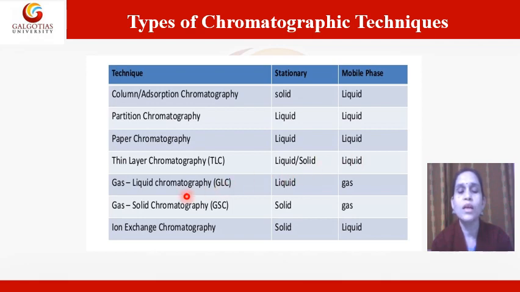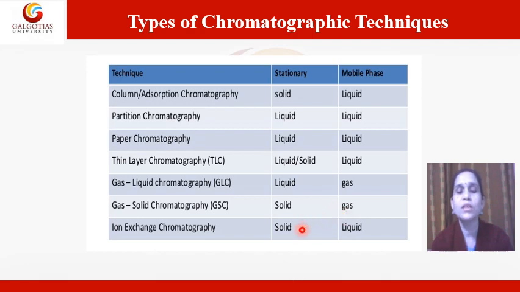Then gas liquid chromatography. In gas liquid chromatography, our stationary phase is liquid and the mobile phase is gas. Then gas solid chromatography. In gas solid chromatography or GSC, our stationary phase is solid and the mobile phase is gas.